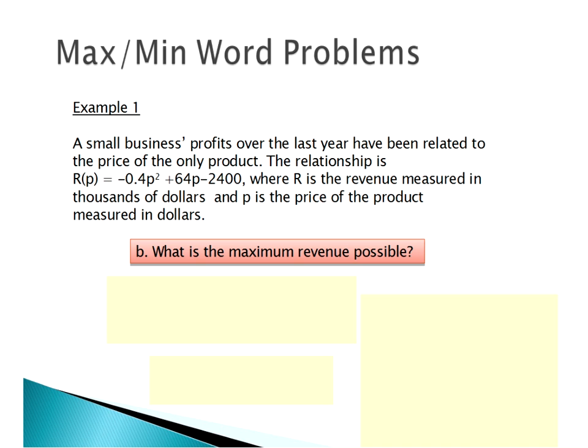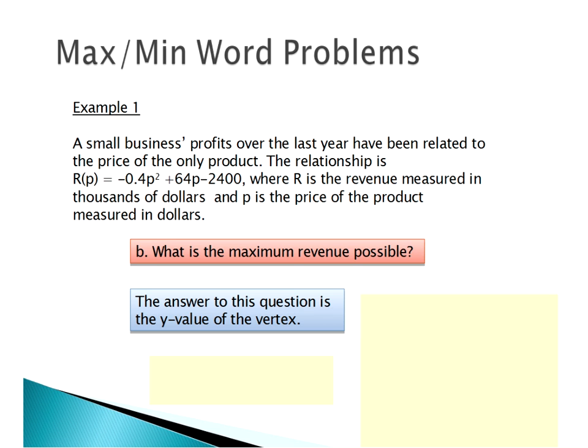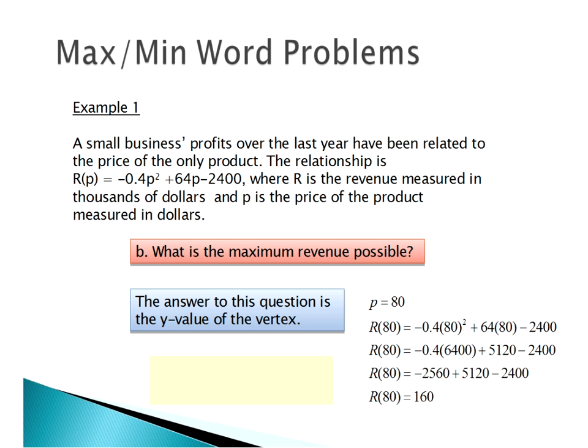Now, of course, the next question is, well, am I going to be able to send my kids to college here? What is this maximum revenue possible? And so we're looking for the y value of the vertex here. So I know the x value. I'm going to plug it in, and I see that the revenue here is 160. However, you have to recall that the revenue is measured in thousands of dollars, so this is $160,000.